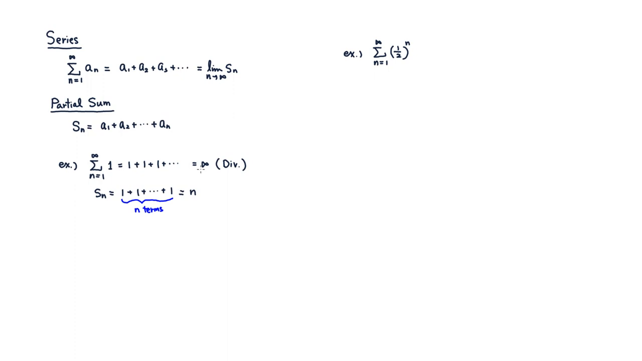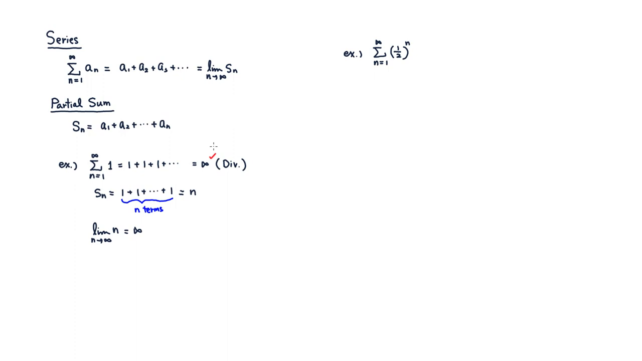If you want to evaluate this, we need to take the limit of the partial sum, in this case n, as n approaches infinity. And obviously this limit goes to infinity. So it makes sense that we have this answer. This is not that interesting, but if you keep on adding 1 every time, of course, it's going to blow up to infinity.